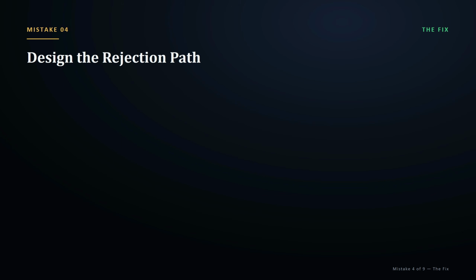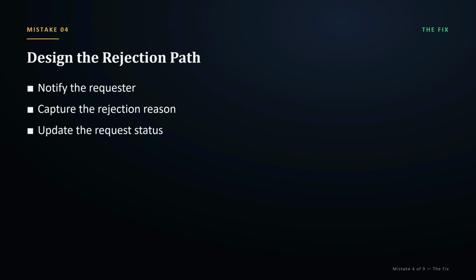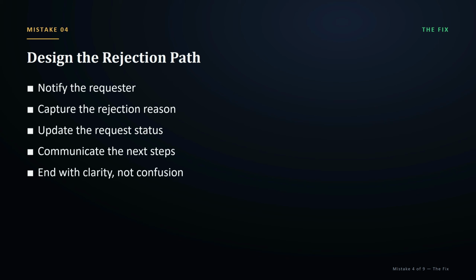So the fix is, when the request is rejected, notify the requester, capture the rejection reason, update the request status, and clearly communicate the next steps. A rejected request should end with clarity, not with confusion. So the rule of thumb is, design for both outcomes, approve and reject.